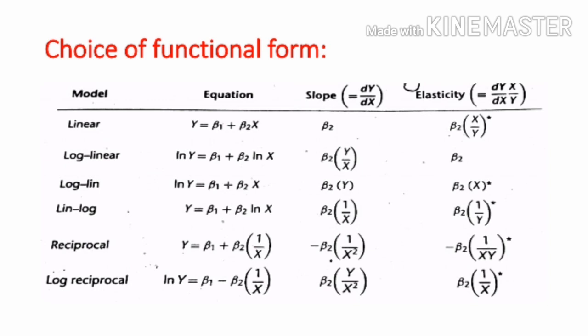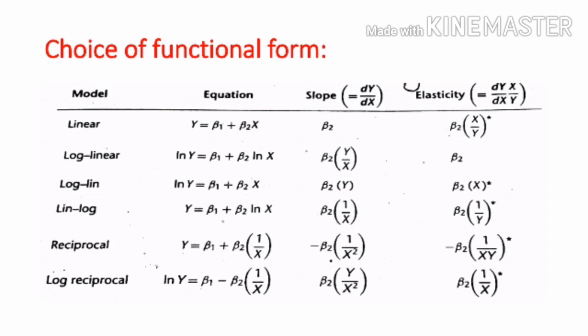Models given are linear, log-lin, lin-log, reciprocal and log reciprocal. These are the equations, all the equations. इससे हमने स्लोप निकालनी है और इससे हमने उसकी इलास्टिसिटी फाइंड करनी है. इस लेक्चर में इसको मैंने डिस्कस नहीं किया इतना, इसकी सिर्फ फॉर्म्स बता दी कि स्लोप क्या है, कि लीनियर की स्लोप इज beta 2, ये सबको पता है, beta 2 and elasticity is beta 2 X over Y.